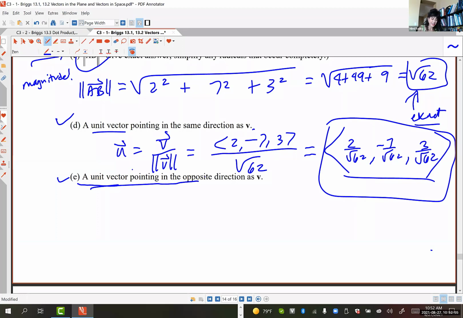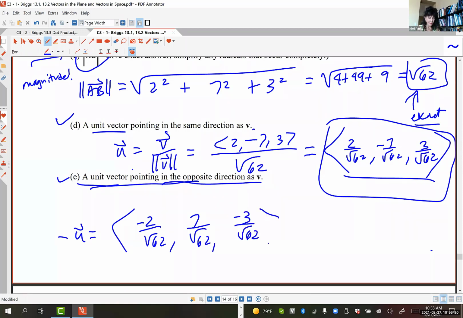And then letter E is easy because they just want a unit vector pointing in the opposite direction of V. So how can we get that? Take a negative. Multiply by -1. Yeah, just flip the signs. Yeah, flip the signs. Perfect. So I'll just flip all the signs from my answer from letter D and I get it right. Perfect. And I'm done. And we're done with this example.